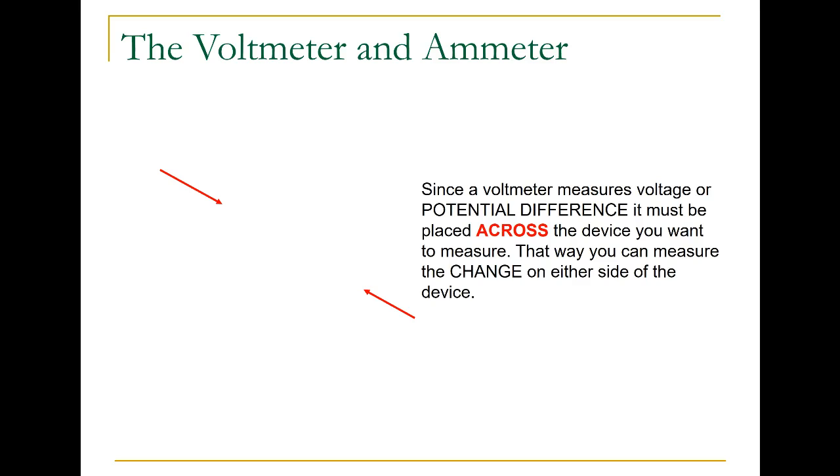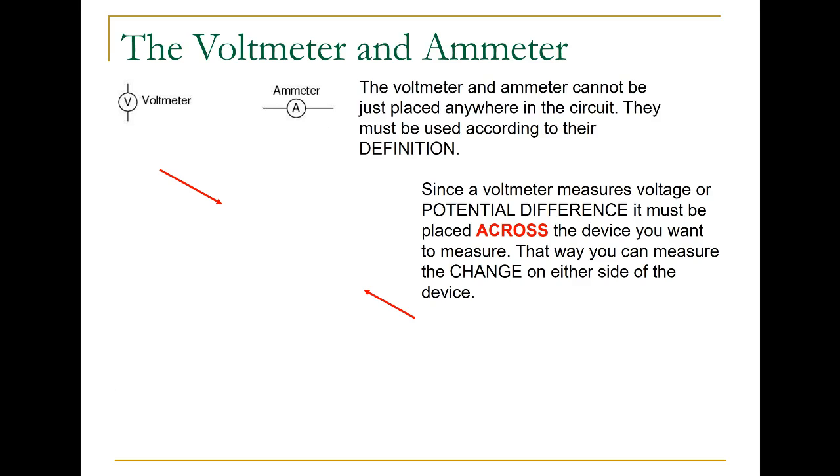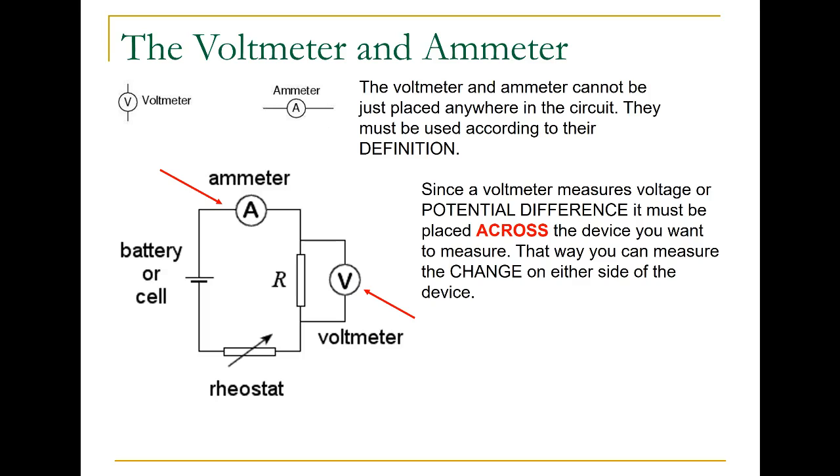Okay. One thing we want to talk about first, though, is the role of the voltmeter and the ammeter in a circuit. So the voltmeter is represented with a V, and the ammeter is an A in a circle. The way that we want to put these in a circuit is that they have to be put according to their definition. Basically an ammeter, because it measures current, has to be put in series with the current that we want to measure.